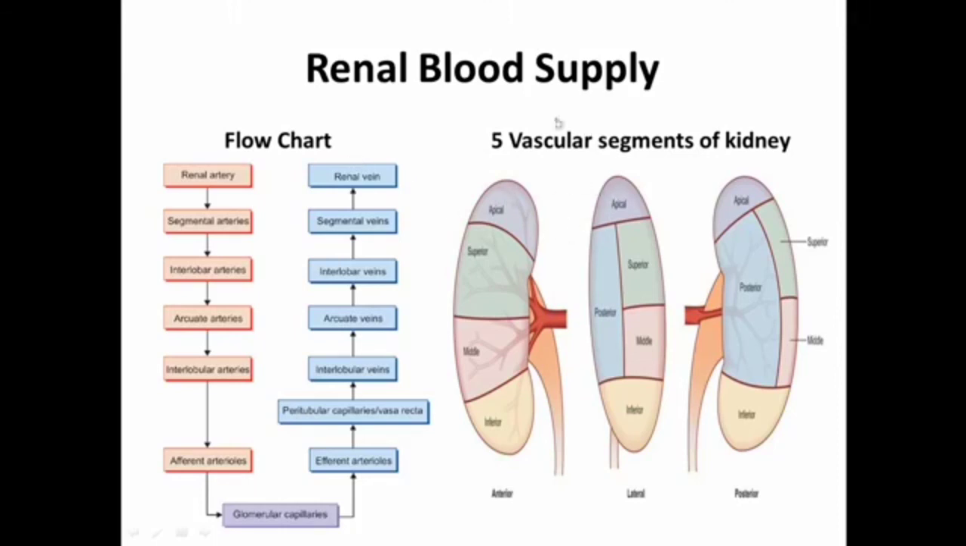Now, what are these? These are the 5 vascular segments of the kidney. I have told you that after the renal artery gets entry into the hilum, it divides into segmental arteries. So there is a fixed number. These are the 5 segmental arteries. Why 5 segmental arteries on each side in both the kidneys? Because they represent these 5 vascular segments of the kidney.